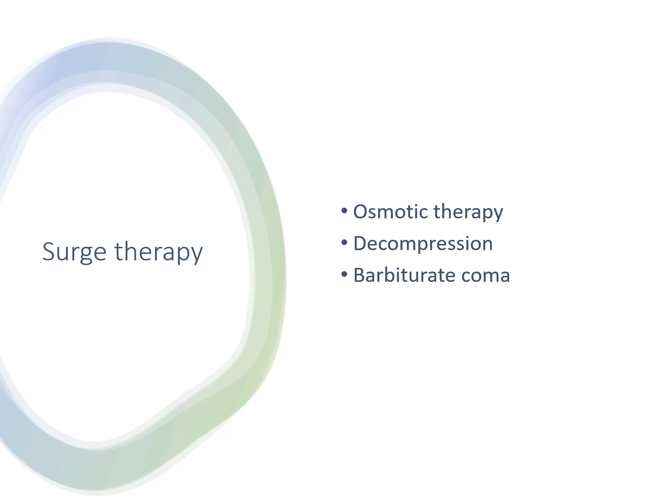If we're struggling and the ICP is still high, despite all those tier 1 therapies being in place, there's other things we can try, such as osmotic therapy, for example mannitol or hypertonic saline, surgical decompression, like a decompressive craniectomy to allow the brain to expand outside the skull and therefore reduce the pressure, or a barbiturate coma, so a high dose thiopentone infusion will induce an isoelectric EEG and will reduce your ICP.